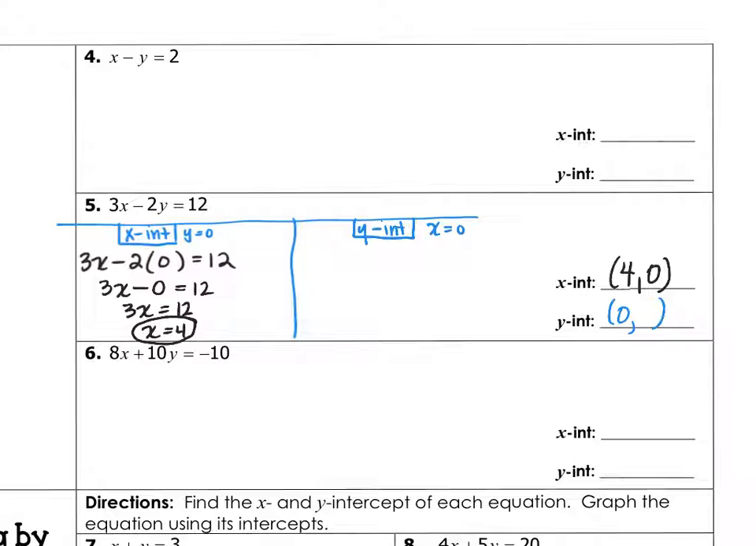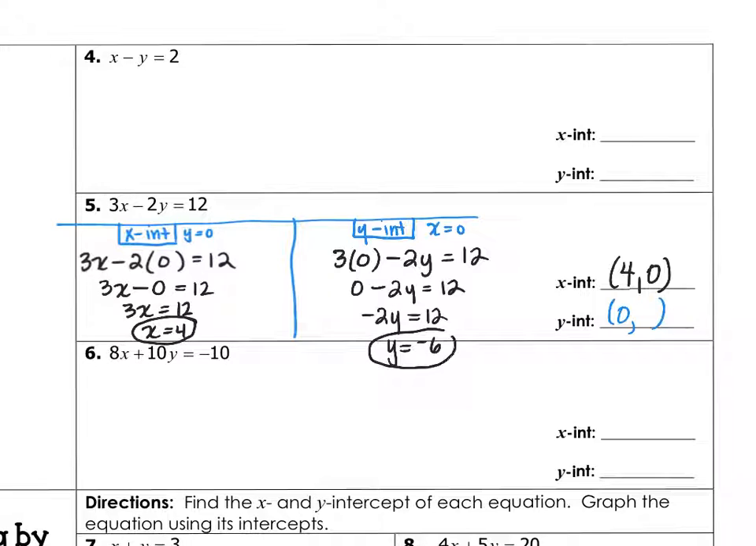So 3 times 0 minus 2 times y is equal to 12. 3 times 0 is 0. Minus 2 times y is equal to 12. So that 0 just disappears and we end up with minus 2y is equal to 12, or y is equal to negative 6. So that's my y value when my x value is 0. So (0, -6).